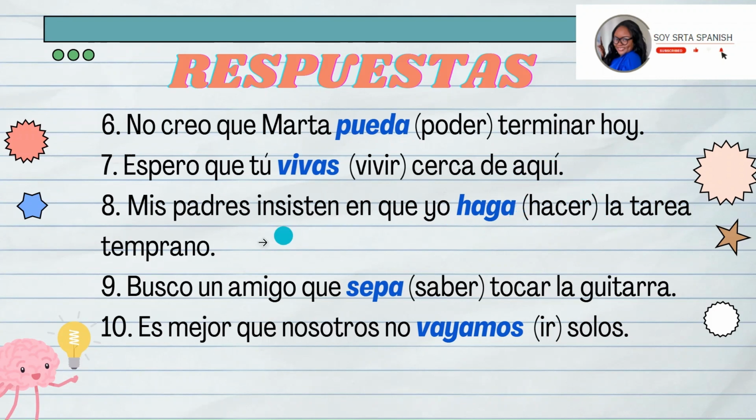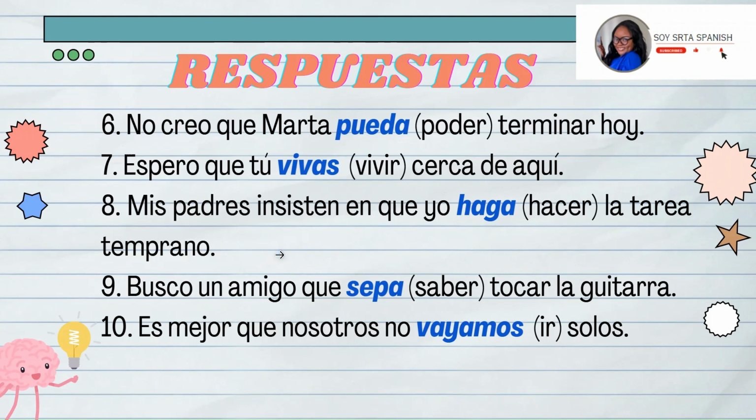Number 9, busco. I am looking for a friend that knows how to play the guitar. This is a setup language. I am looking for someone that. Saber is one of those irregular verbs. So sepa is our irregular conjugation that goes with the él, ella, usted pronoun to match amigo.